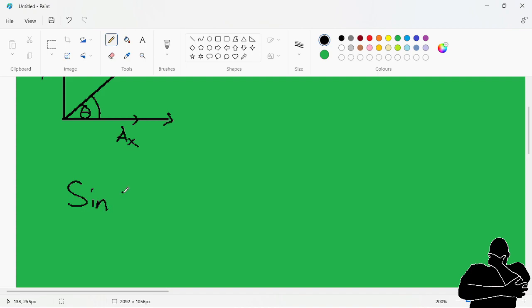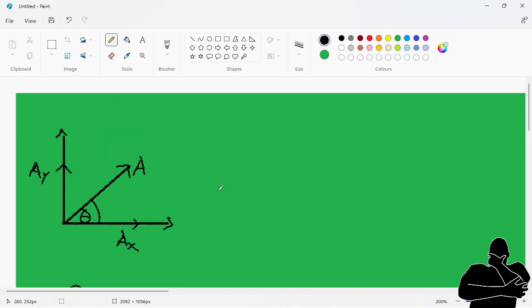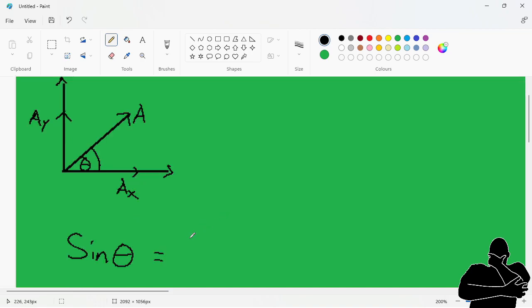So sine of the angle theta is equivalent to the opposite side. So it's the side opposite this angle here, which is going to be this side here. Now this side is just exactly the same length as AY. So the opposite is basically AY. So sine is going to be the opposite, which is AY, over the hypotenuse. So the hypotenuse is A.